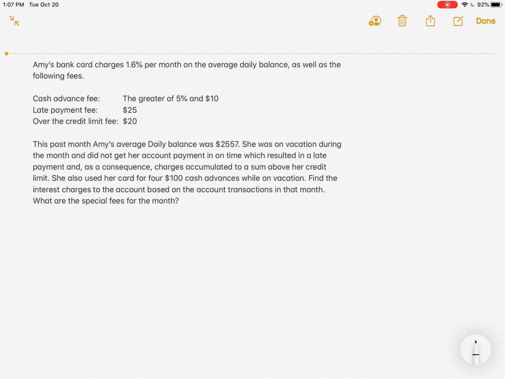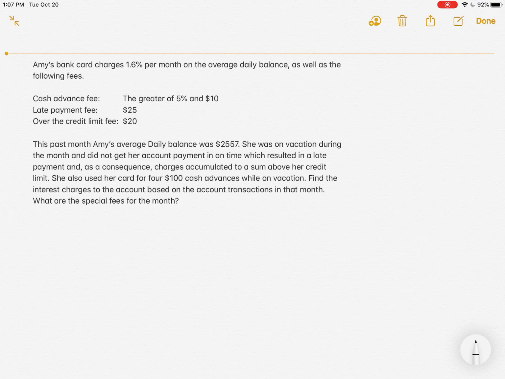She was on vacation and did not get her account payment on time, which resulted in a late payment charge, and as a consequence, charges accumulated to a sum above her credit limit. She also used her card for 4 $100 cash advances while on vacation. Find the interest charged to the account based on the account transactions in that month.